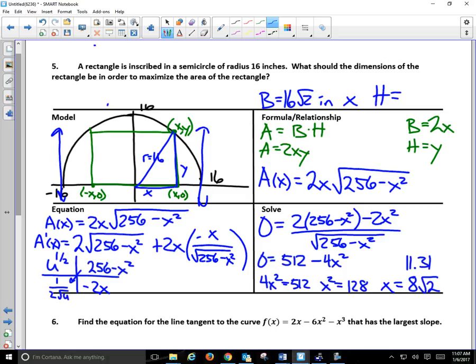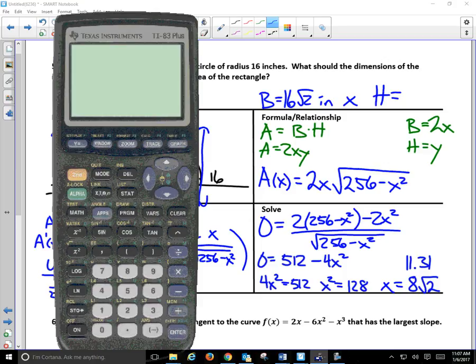So you're going to plug it back into my formula. Square root of 256 minus x squared. So we'll do that. Square root of 256 minus 8 roots of 2 squared. And I get 11.31, which was my 8 roots of 2.